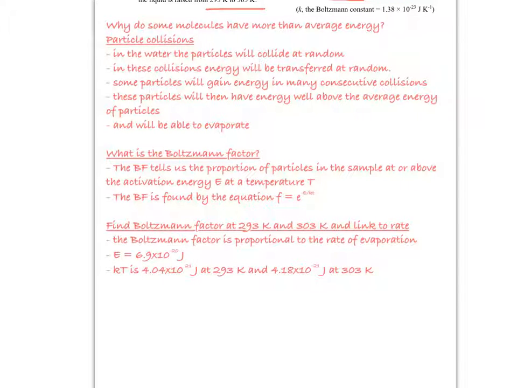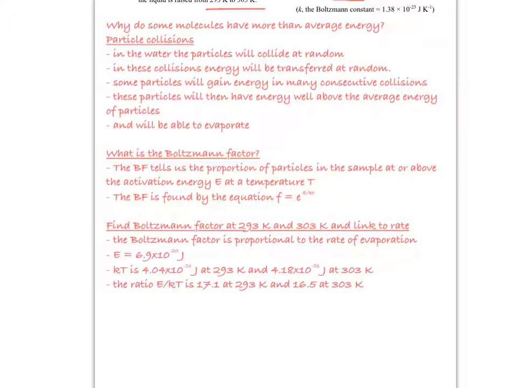And if I'm going to do kT for each of the two temperatures, then for 293 Kelvin I get 4.04 times 10 to the minus 21 joules. You could have used just the 4 times 10 to the minus 21 given to us at the top here. And at 303 Kelvin it's 4.18 times 10 to the minus 21. I want the ratio E over kT. So if I take the activation energy and divide it by the first number, I get 17.1. If I take the activation energy divided by the second number, I get 16.5 at 303 Kelvin.